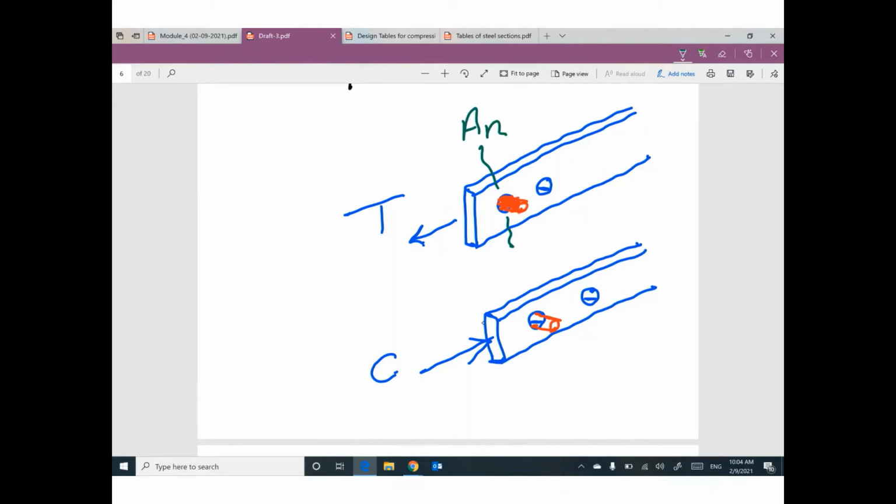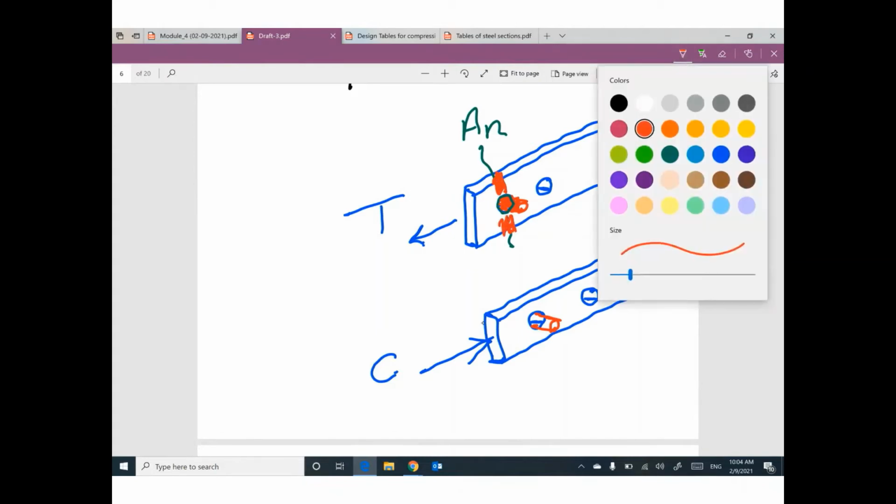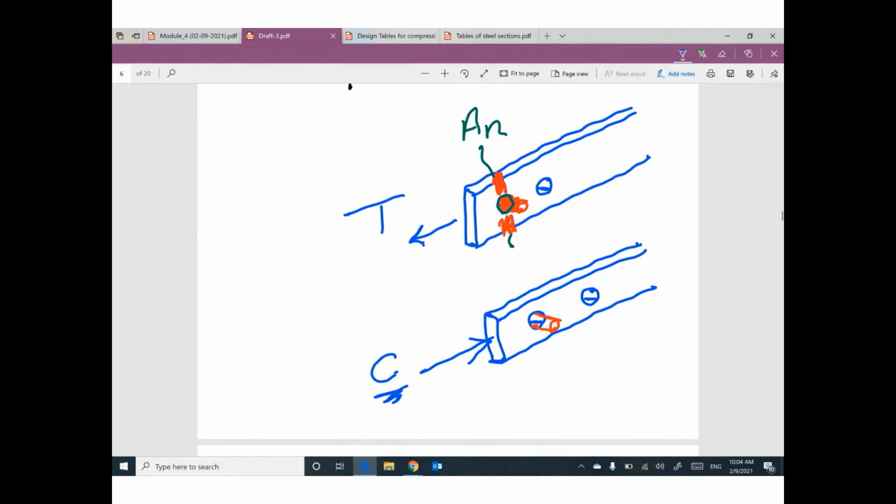Why? Because the location of the hole does not work. The only working part of the member is this part and this part. But if this member under the effect of compression, I believe the hole which is filled with the bolt material can work with the member. So we don't have area net if this member under the effect of compression. We have area gross.